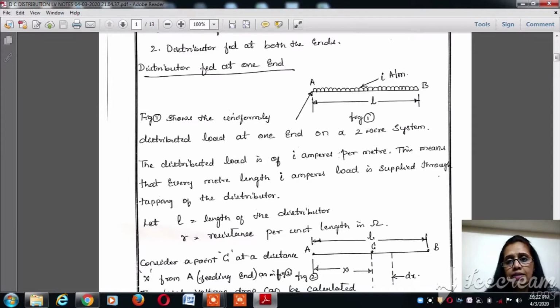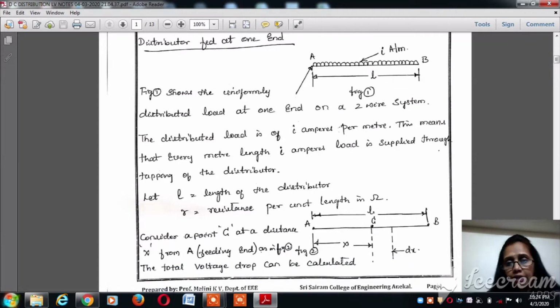Load means it is a tapping, or the current demand that is demanded from the distributor line, or when the feeder feeds the line. The distributor is fed at one particular point as shown in the figure, and let L be the length of the distributor and R the resistance per unit length in ohms. If we simplify this diagram, we need to find out where the point of minimum potential is.